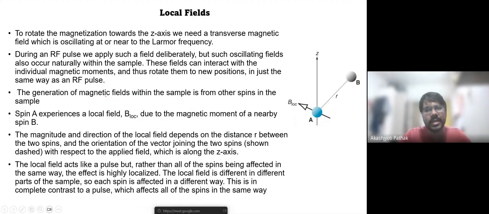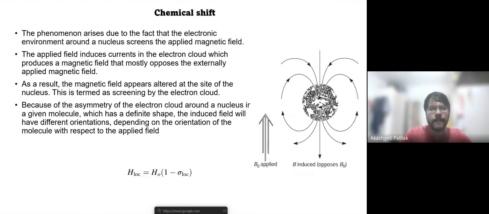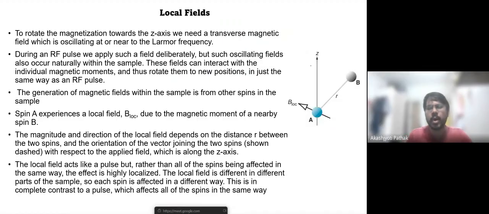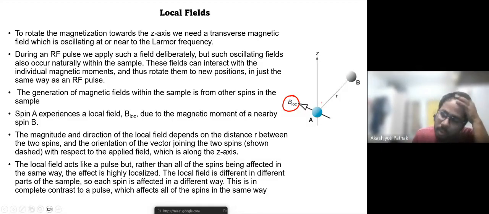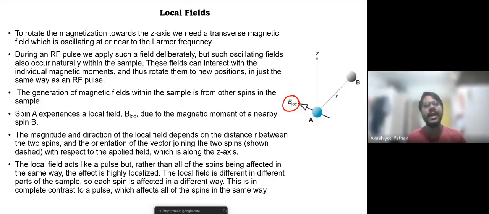So now what happens is that local fields arise. Because the nuclei are spinning, each of the nuclei will produce its own magnetic field, which is called the B local. So each of these nuclear magnetic moments has its own local magnetic field. To rotate the magnetization away from the z-axis, we need a transverse magnetic field which is oscillating at or near the Larmor frequency. During an RF pulse, we apply such a field deliberately, but such oscillating fields also occur naturally within the sample.